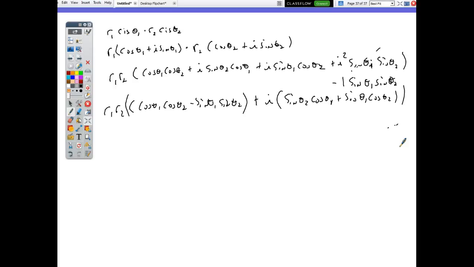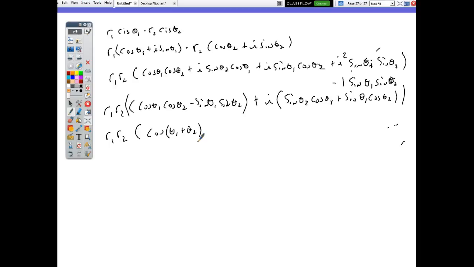Because when have we heard cosine of one angle, cosine of the other angle, minus sine of one angle, sine of the other angle? Somebody's pointing up here. Miss Sachs, what are you pointing at? Cosine of one angle, cosine of the second angle, minus sine of the first angle, sine of the second angle is the cosine of the two added up, right? So I could rewrite this first one as R1 R2 cosine of theta 1 plus theta 2, which is weird.